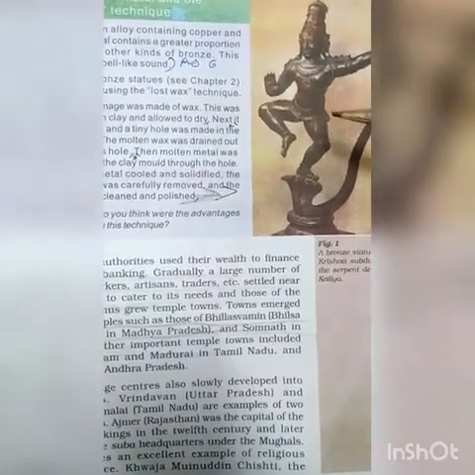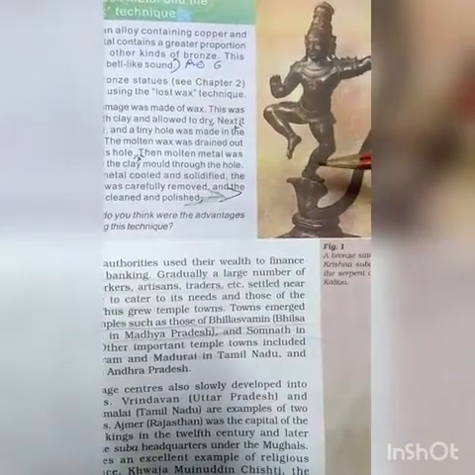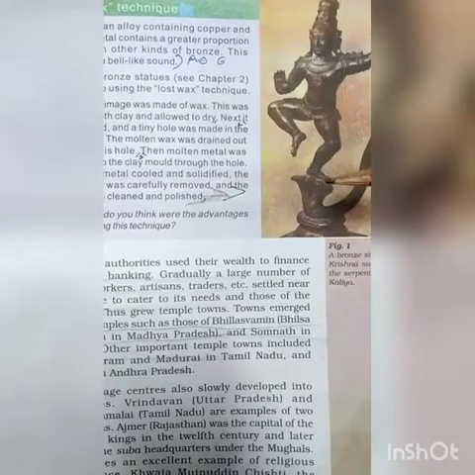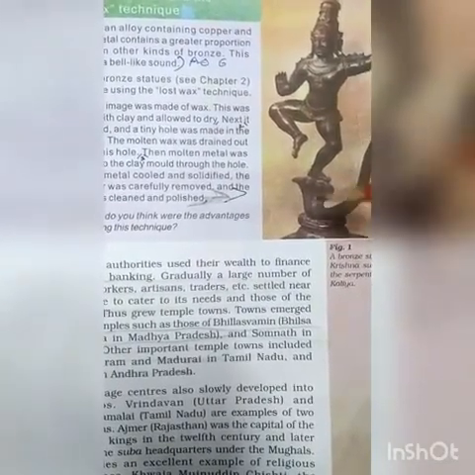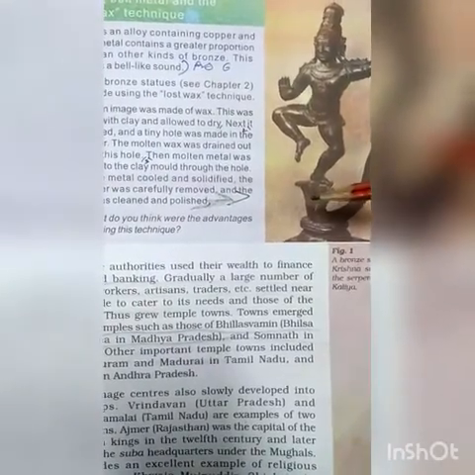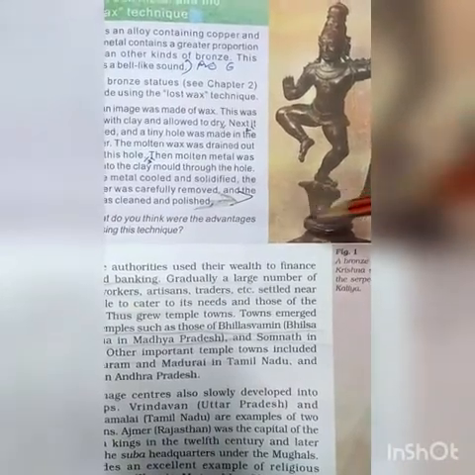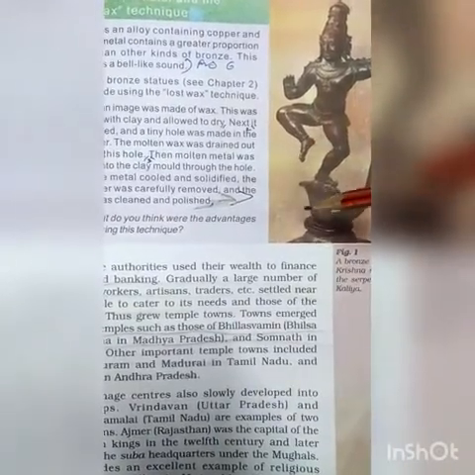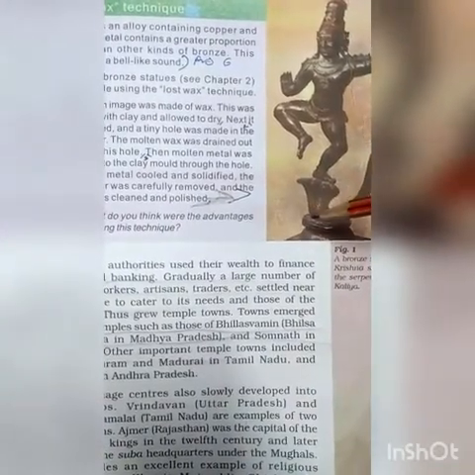Their technique of making statues is known as the wax technique. The image of the deity was made of wax and then it was covered with clay and allowed to dry. When it was heated, the wax would come out and then molten metal was poured into the clay mold. Thus, metal statues were made and kept in temples.